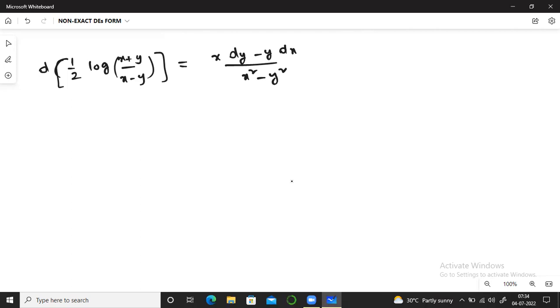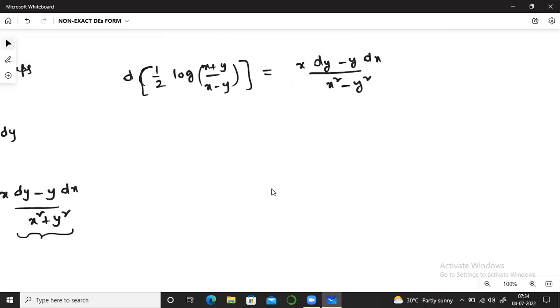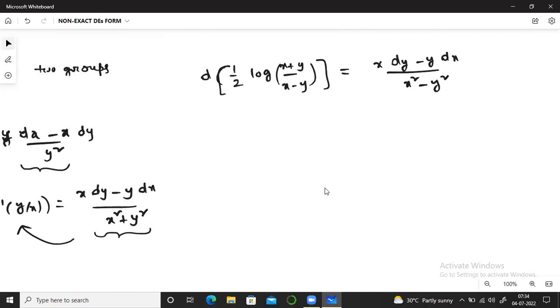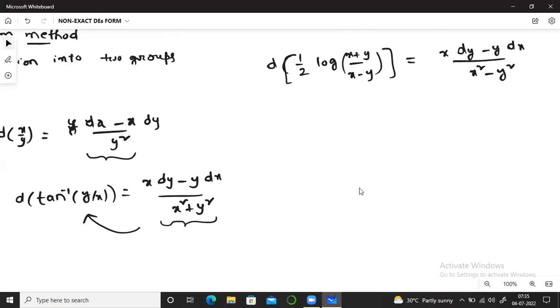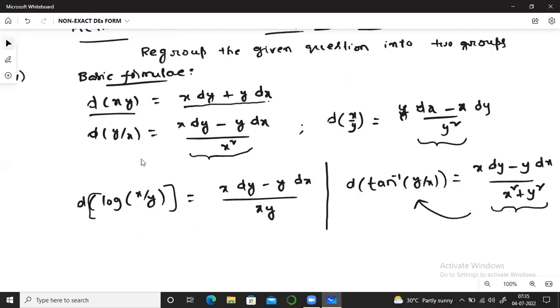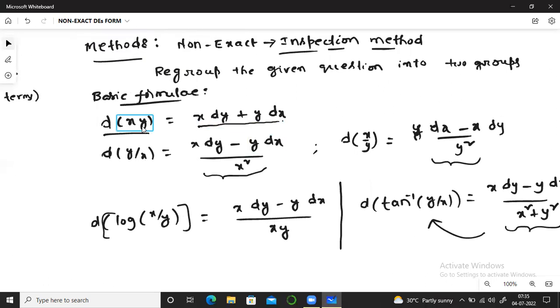These are the basic formulae that are more than enough to do the inspection method. But one thing you have to understand is how these formulas came. You may think this is the differentiation of the UV formula, d(x/y). You know that it is very simple: x dy plus y dx. Differentiation of y over x, this is also a direct formula. You can remember this one. Differentiation of x over y, you can remember.